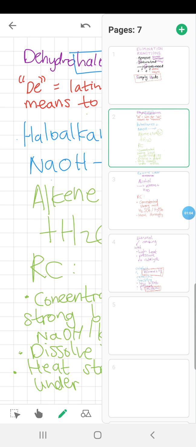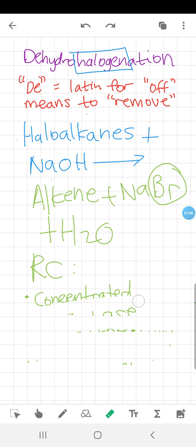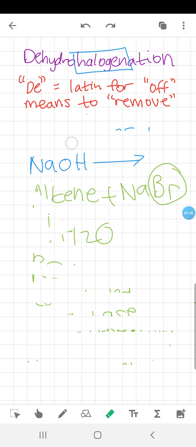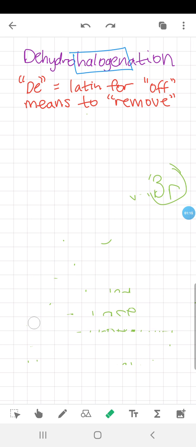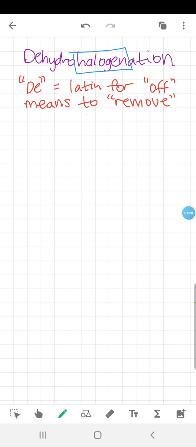Let's start off with dehydrohalogenation. Let me erase all of this. So the word de is Latin for off. Well, it's not a word, it's a prefix, but it's Latin for off, and it means to remove. So whatever comes after the prefix de indicates what has to be removed. And here we have dehydrohalogenation. So we know we have to remove a hydrogen and we have to remove a halogen.